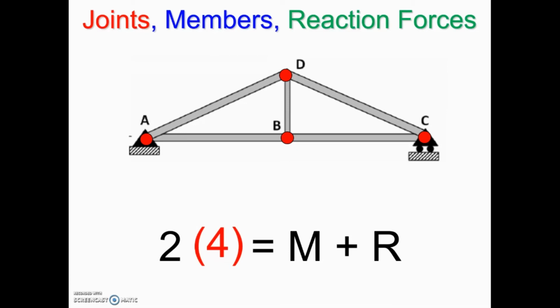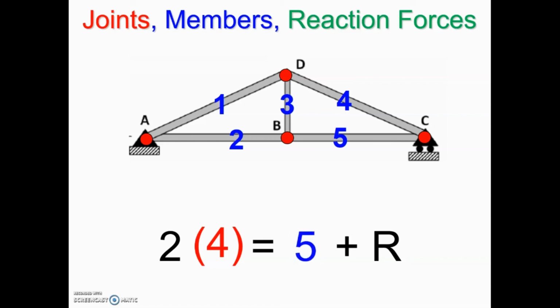Members are the straight beams within our truss itself, and they're always separated by joints. So if you look at the member from A to C, that is not one member, that is two members, one right here and one right here. So let's count those out as well. We've got A to D is 1, A to B is 2, B to D is 3, D to C is 4, and B to C is 5. So we have a total of 5 members going on there.